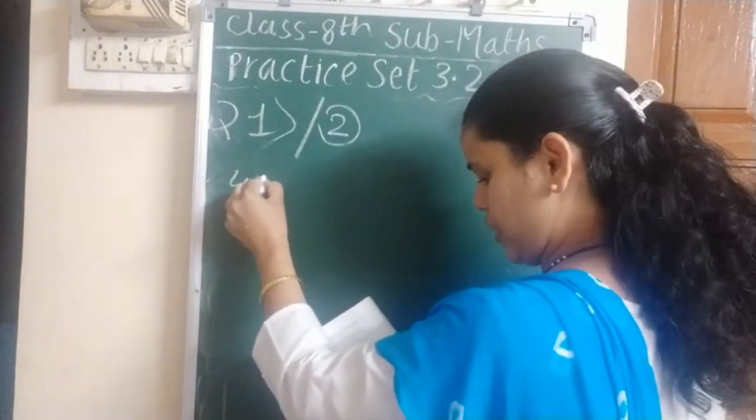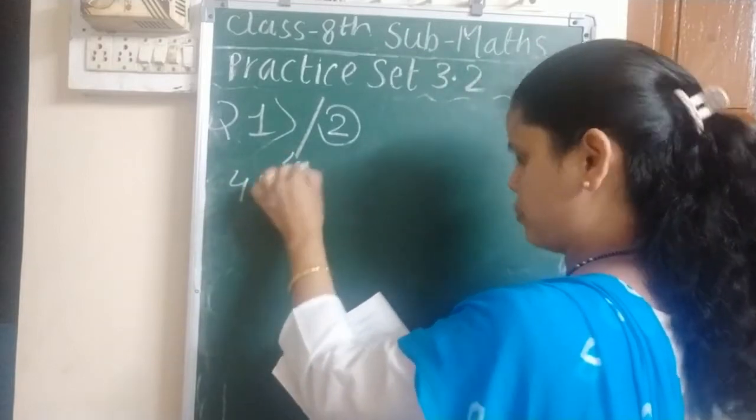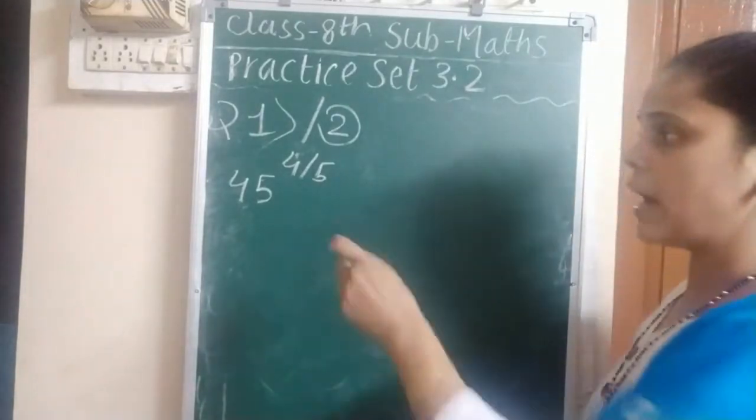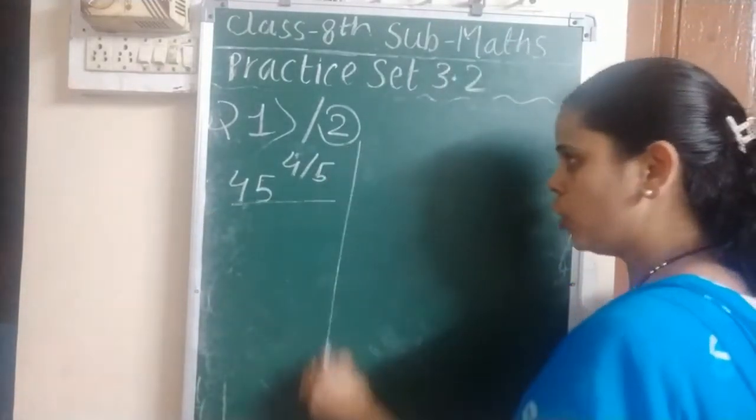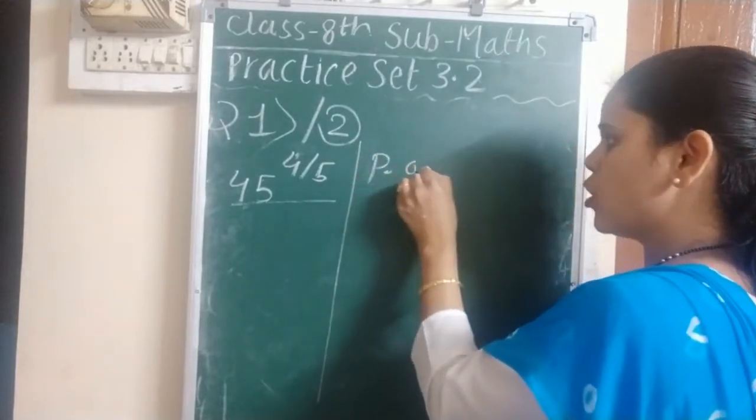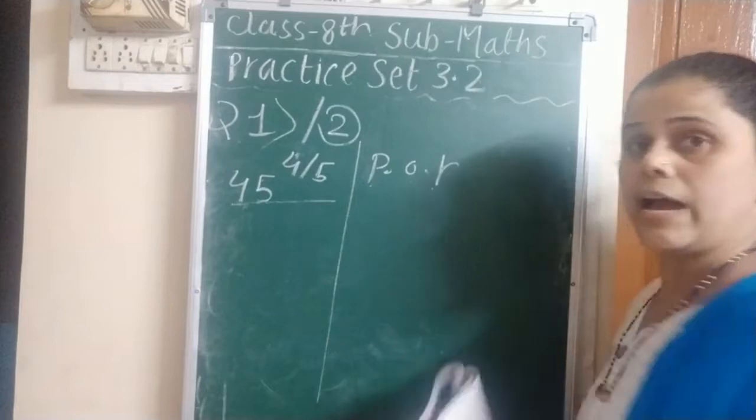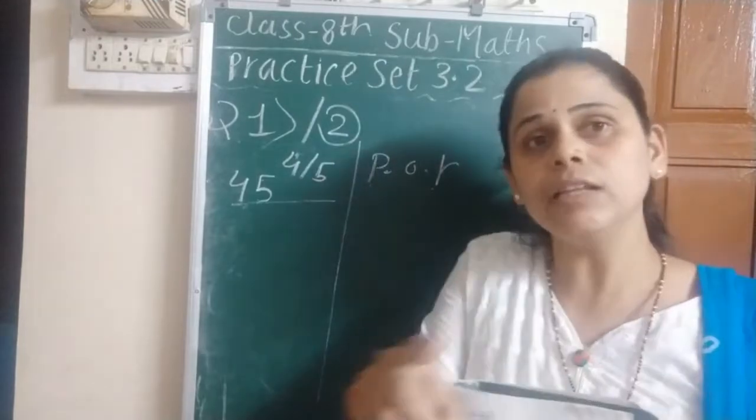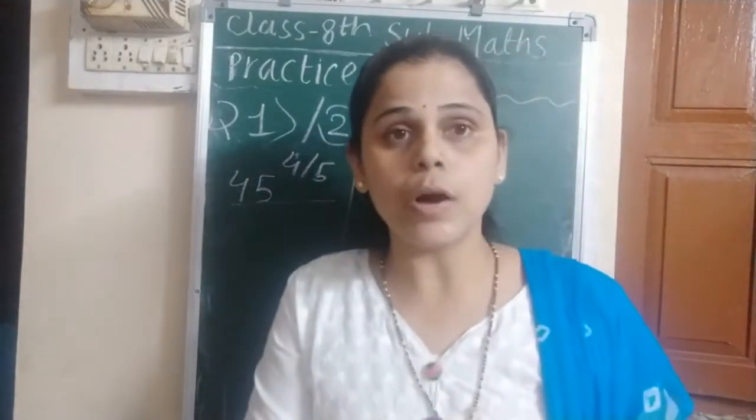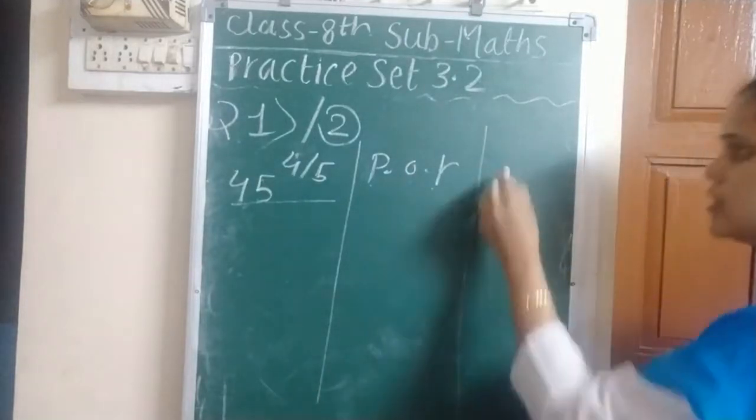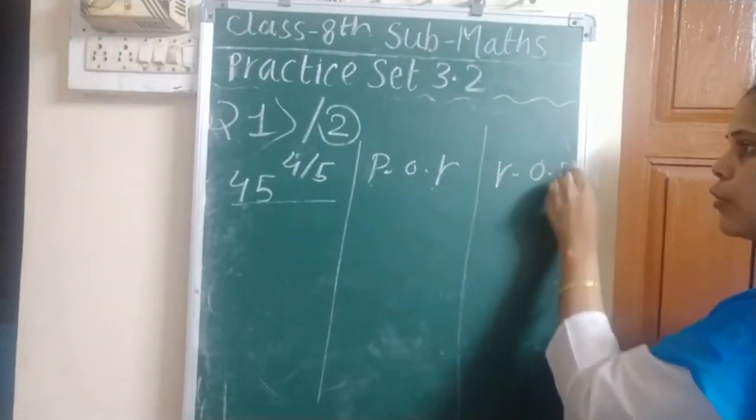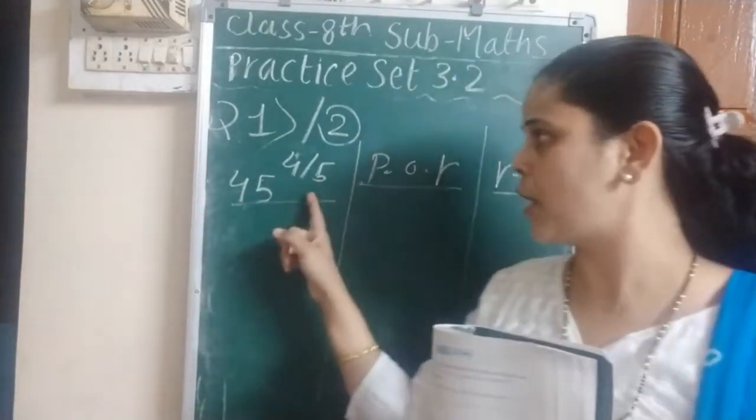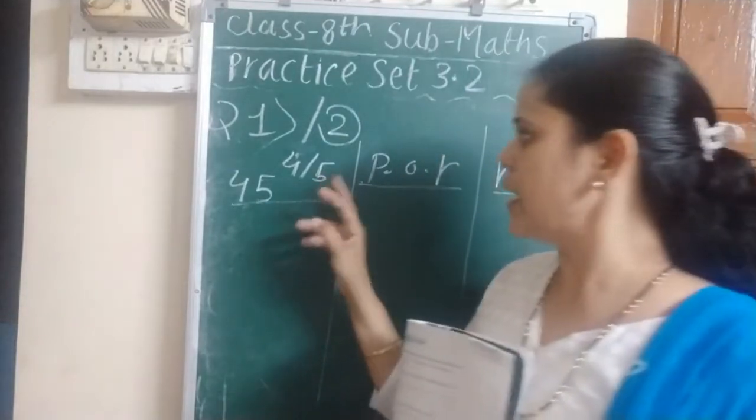So what is given? 45 raised to the power 4 upon 5. You have to write this number in the form of power of root, and the second form is root of power. I write the power of root in a short form, but you have to write the full form as given in your textbook. You have to write this number 45 raised to the power 4 upon 5 in these two forms. So write down first.